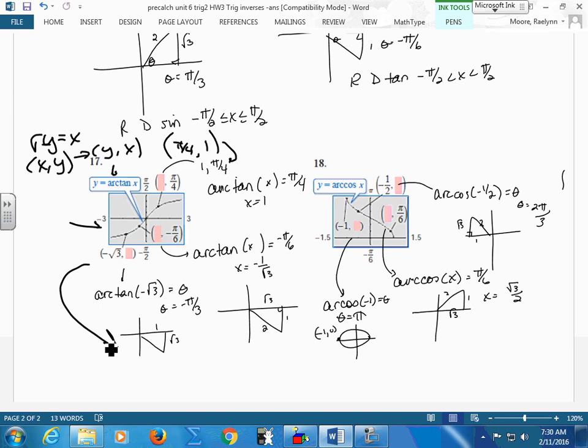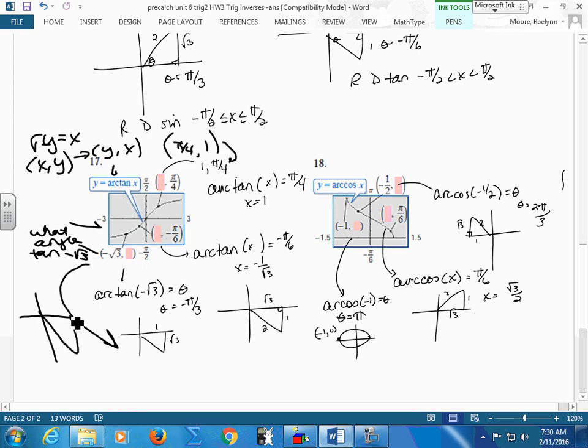So say this to yourself. What angle has a restricted domain? My restricted domain has a tangent of negative radical 3. Oh, negative radical 3 has to be in quadrant 4. So drop your triangle in quadrant 4. Tangent is y over x. What angle is this? 60. But remember, it goes here to here, so this would be negative 60 degrees. So this in terms of radians would be negative pi over 3.